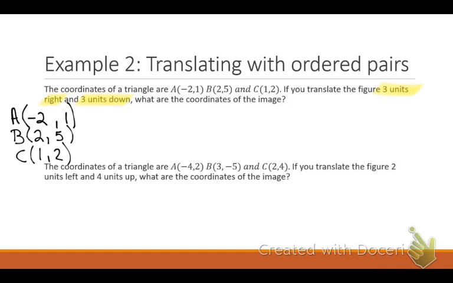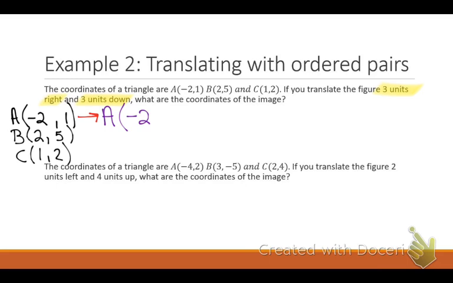So we have negative 2, 1. Now the instructions, I want you to write it again. You can maybe even draw an arrow, meaning that we're now about to do something to our X and our Y values. Our original X value for A is negative 2. Everybody agree? That's the first number. It says to move this point 3 units right.